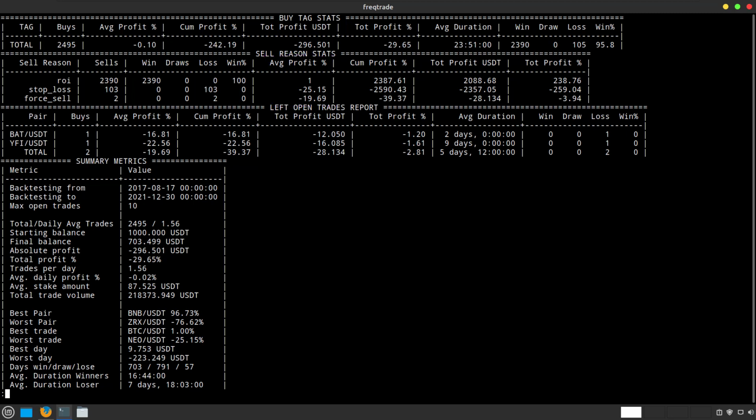So to have a winning strategy with these numbers, you have to have 26 winners over 1 loser. And this means that with these 103 losers, I have to have at least 2,678 winners. So, now that I know this, let's see if I can use the hyperparameter optimization to improve this strategy.